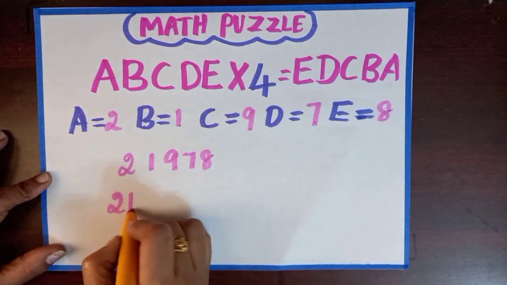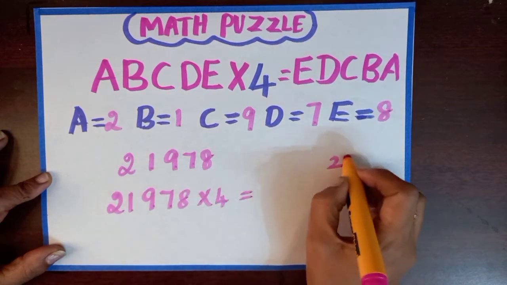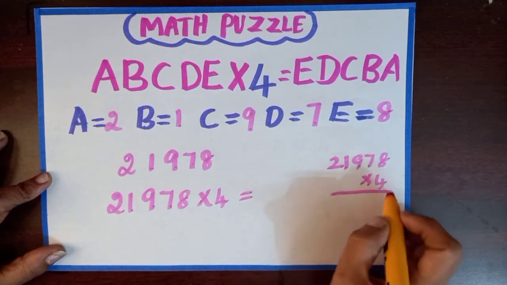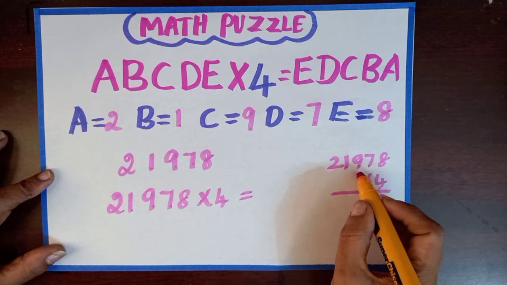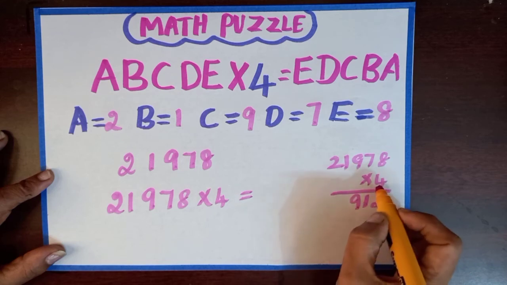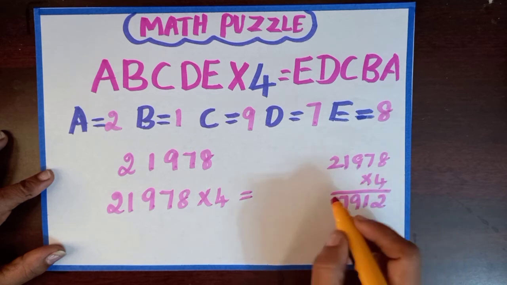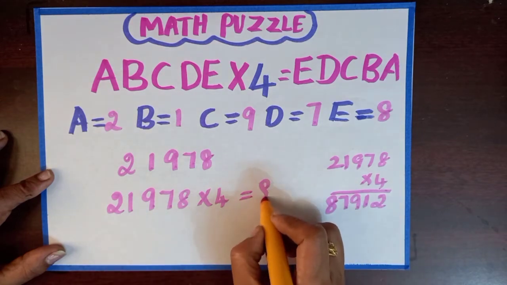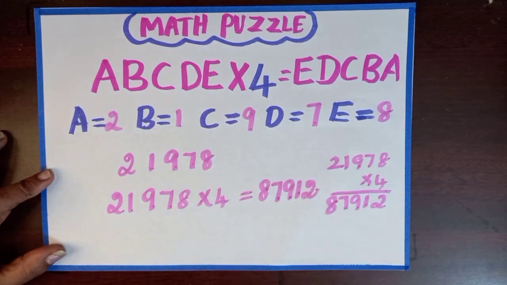So 2, 1, 9, 7, 8 into 4 is equal to: 8 4s are 32, 7 4s are 28 plus 3 is 31, 9 4s are 36 plus 3 is 39, 4 1s are 4 plus 3 is 7, 4 2s are 8. Okay. So we got the answer as 8, 7, 9, 1, 2. This is the concept of this puzzle.